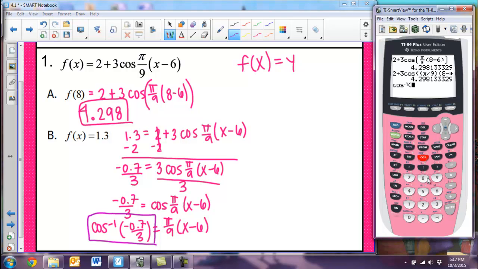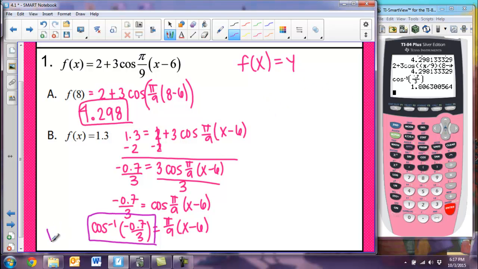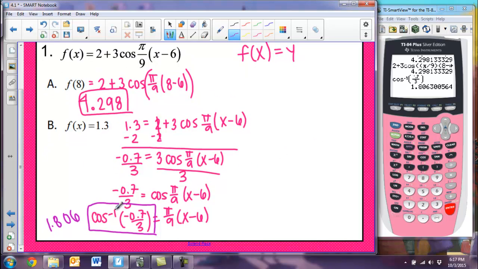So second cosine would get you your inverse cosine. Again, you can make a big old fraction if you want, or you can just type it in as it divides. So negative 0.7 all over 3. And then I would get that value is 1.806. Sorry, I can't read today apparently. Okay, so that would get me that the value of that thing is 1.806.